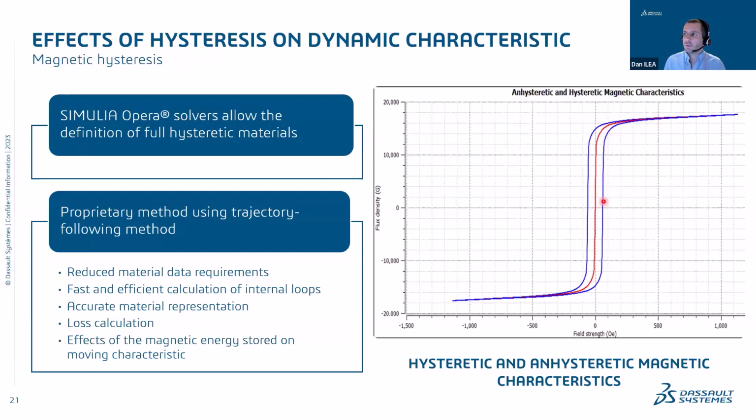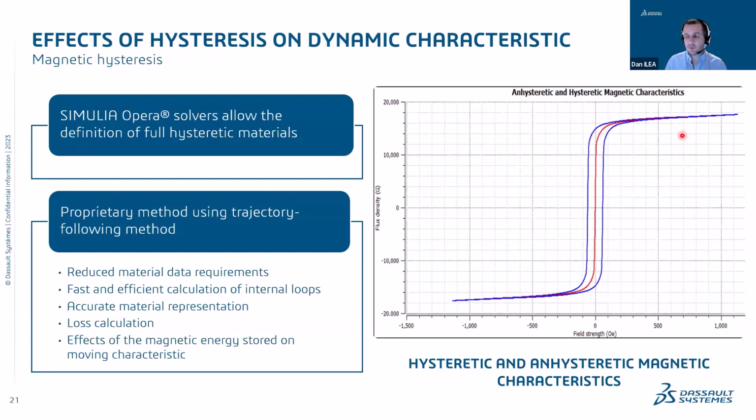a quarter of this full blue line. So from the first quadrant going all the way into saturation, and then the software will calculate the internal, the minor hysteresis loops. It's also very memory efficient because it doesn't need to maintain the full history in mind, but just the previous step. And obviously it allows us to calculate the loss, which is, as I said, quite important, can make a big difference when it comes to the efficiency, but also thermal analysis of the device.